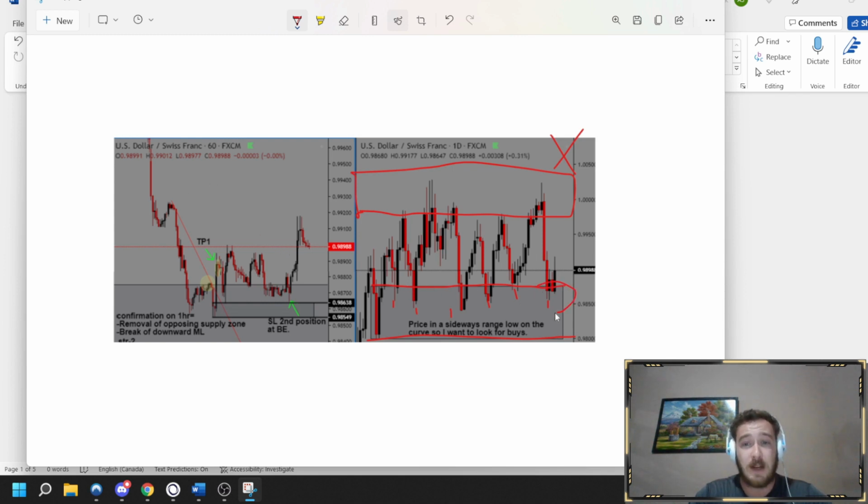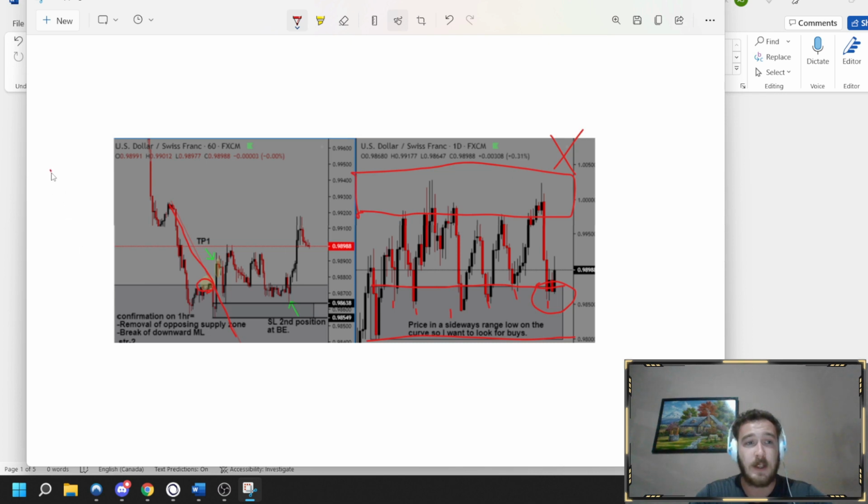So now that I find that price is low inside the demand zone, it's low in the range that previously buyers have come in, I want to drop down to a lower time frame and wait for evidence of buyers to come in again. Same thing that I mentioned before. I want to see downward trend lines being broken right there, and these opposing pivot points being removed.